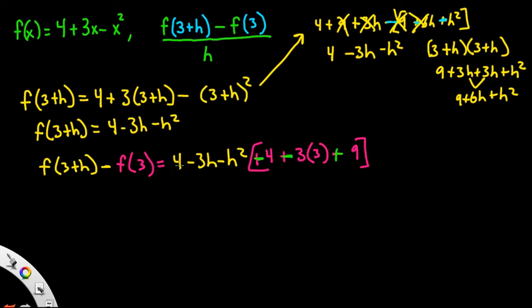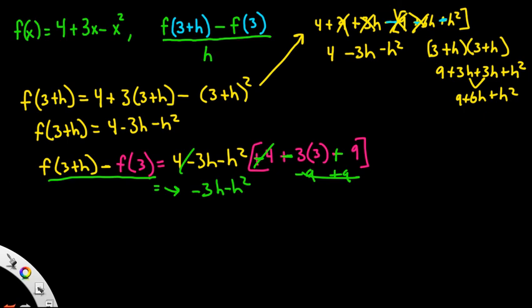Alright, so you got a positive 4 and a negative 4, so those are going to cancel out. So that's going to be a negative 9, sorry. So you got negative 9, and of course you've got this positive 9 right here, so those cancel out. And it looks like you're going to be left with a negative 3h minus h squared. Okay, so this equals that. Okay, but we're not done yet. We still have this h.